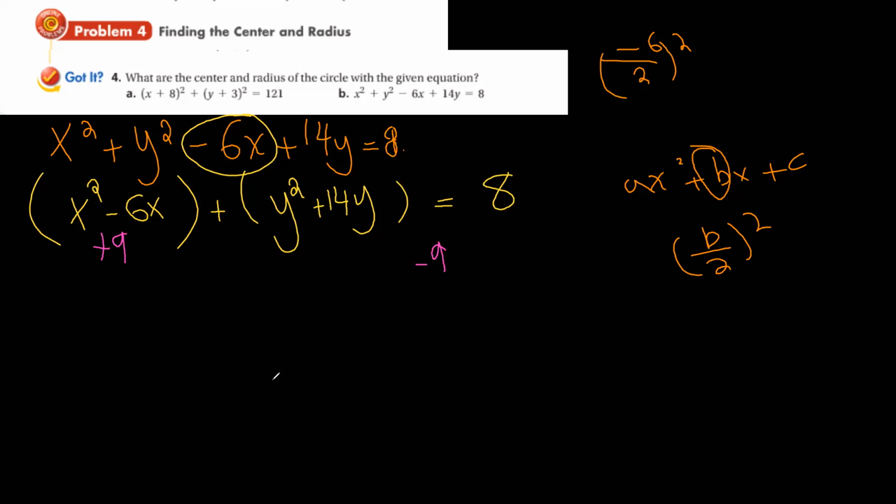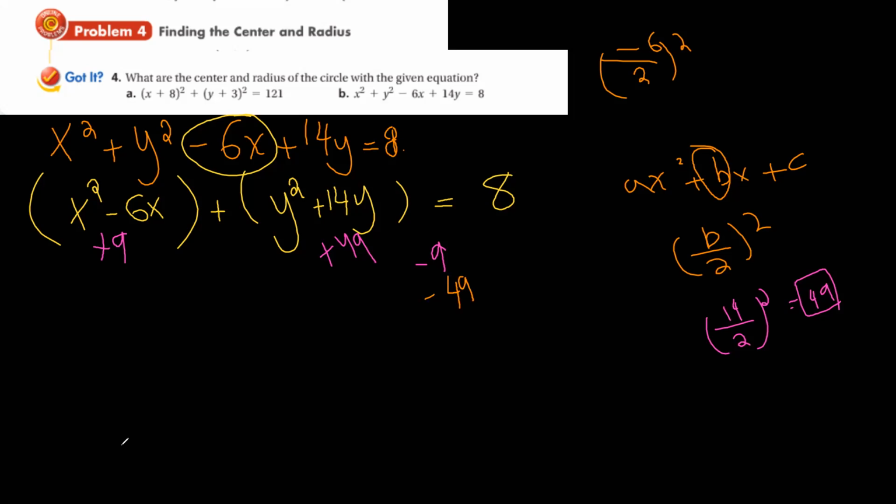And then go to the next equation with a y now. What is the value of b? 14 over 2 is 7, squared is 49. So here I will add 49 to this term and minus 49 here also. As we said before, if you add 9, you have to subtract 9 from the term.